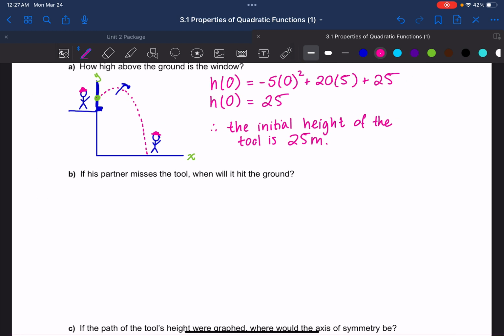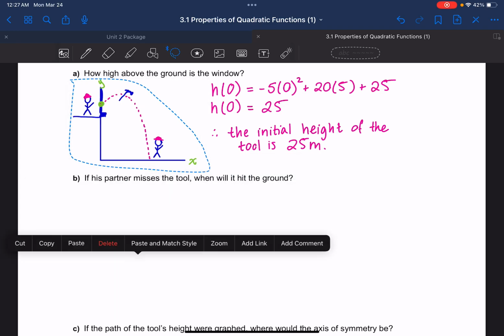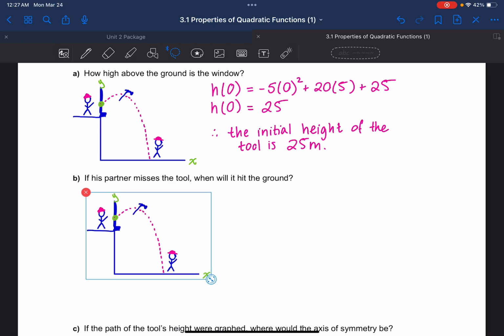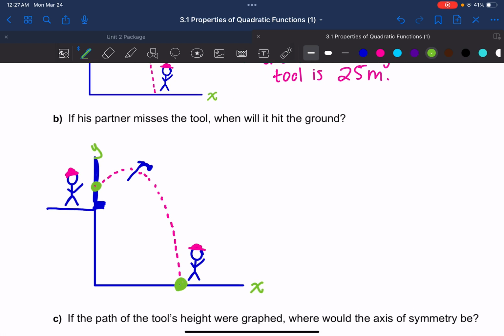Just like if it says his partner misses the tool, when will it hit the ground? If you're talking about hitting the ground, I'm just going to copy my beautiful diagram that I actually did here. I'm going to paste it. If it's going to hit the ground, now we're looking at when x is our intercept, or like when is it going to hit the ground? We're looking for the x-intercept. We're looking for when y is equal to 0. So now we're looking for this point here, which I'm going to erase just to keep it consistent. So we're looking for this point.